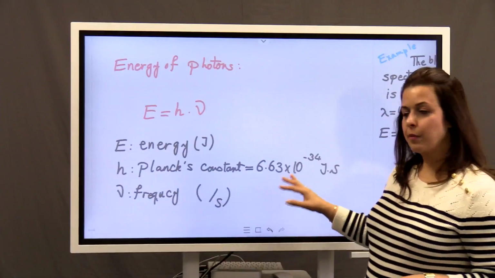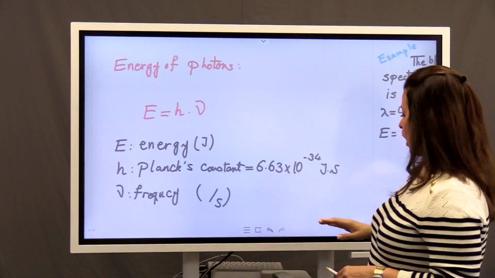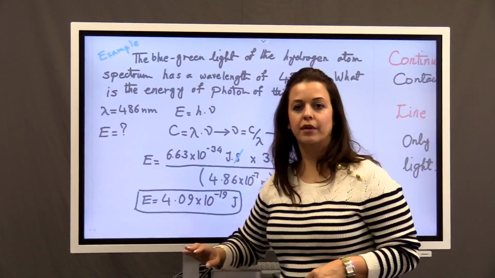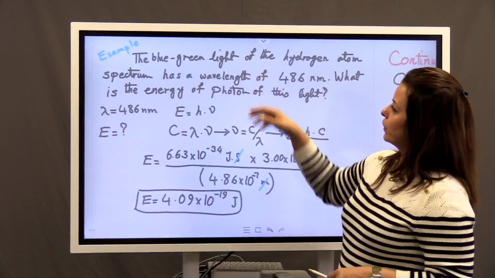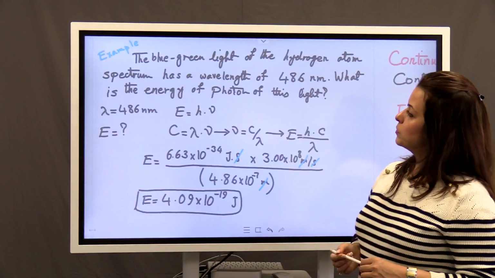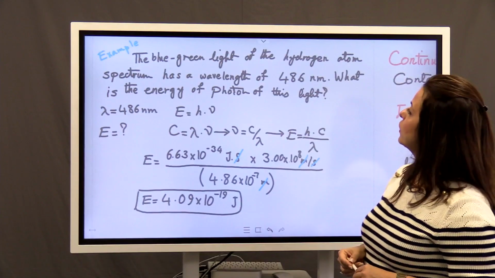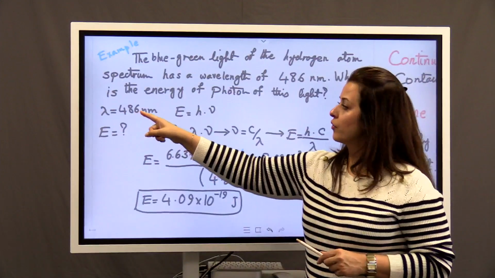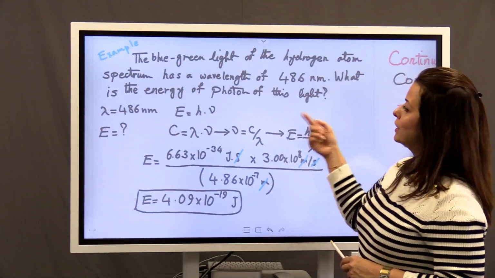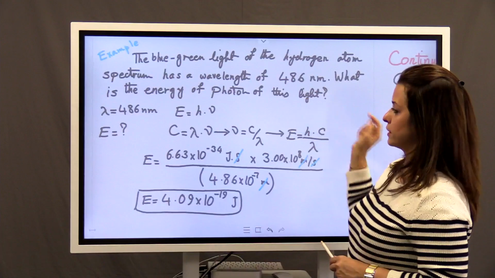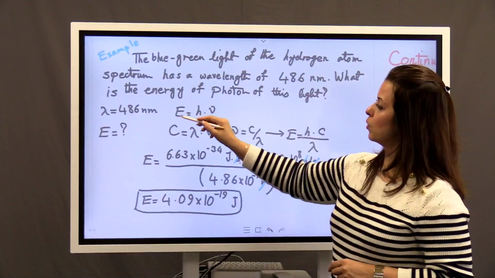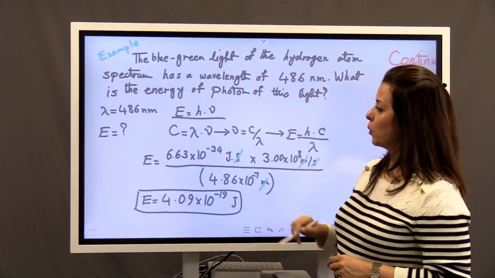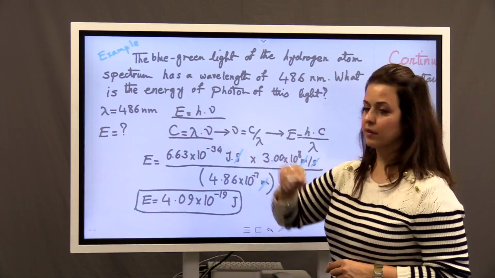Let's work on an example to find out how to combine these two formulas together. The blue-green light of the hydrogen atom spectrum has a wavelength of 486 nanometers. So wavelength lambda is 486 nanometers. What is the energy of a photon of this light? For energy, you have this formula, but you are given the wavelength, and wavelength is in this formula.